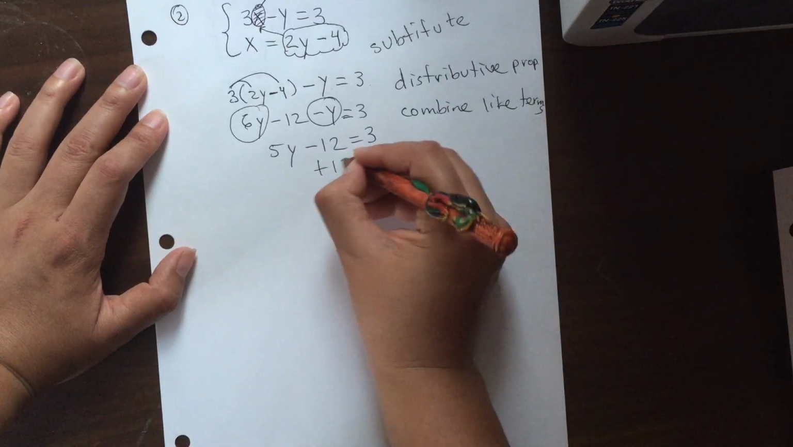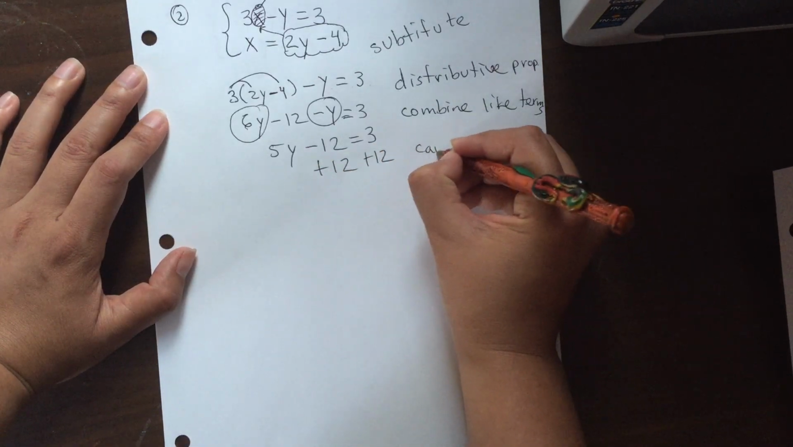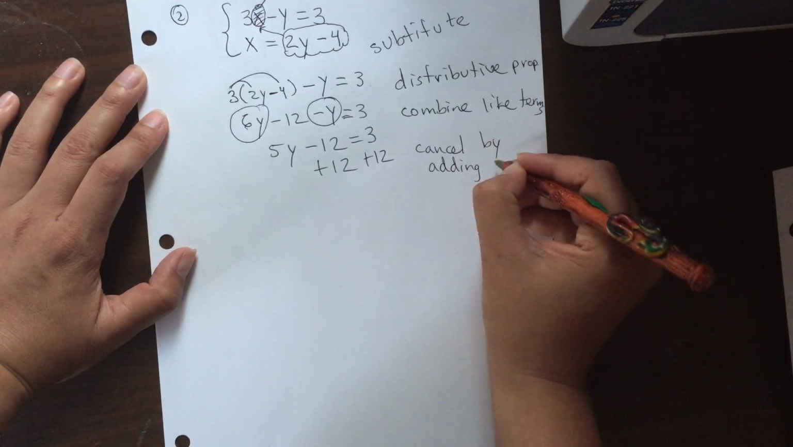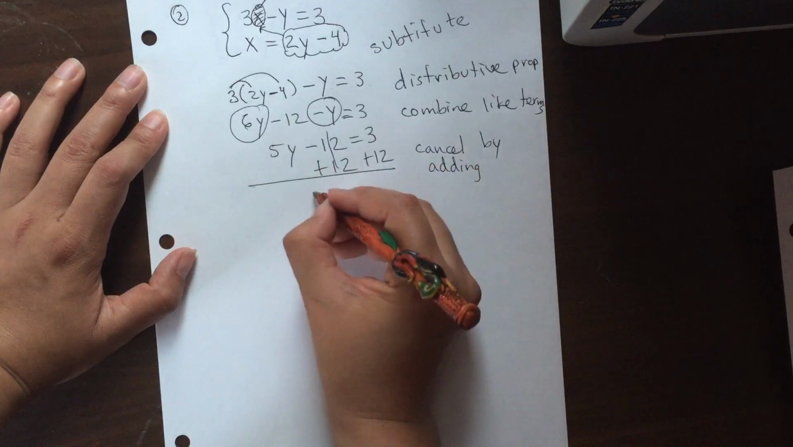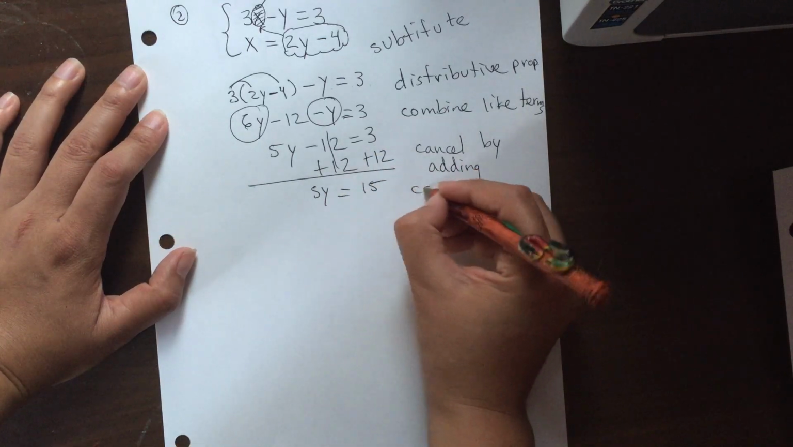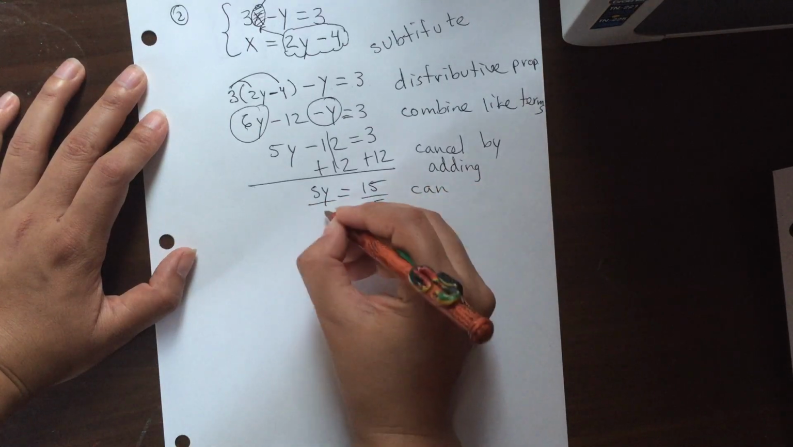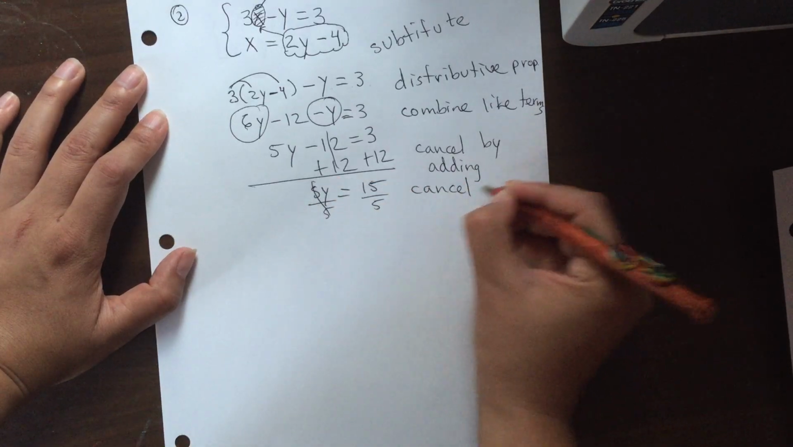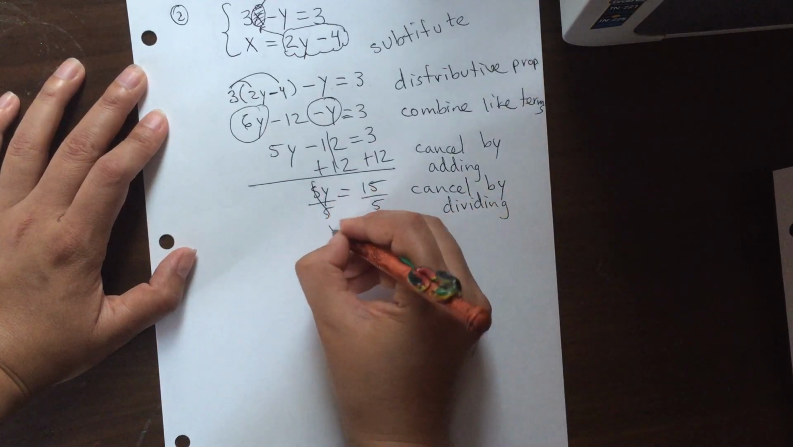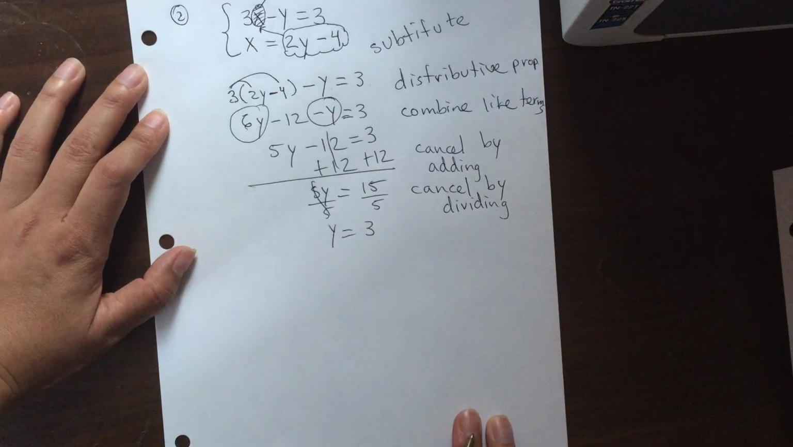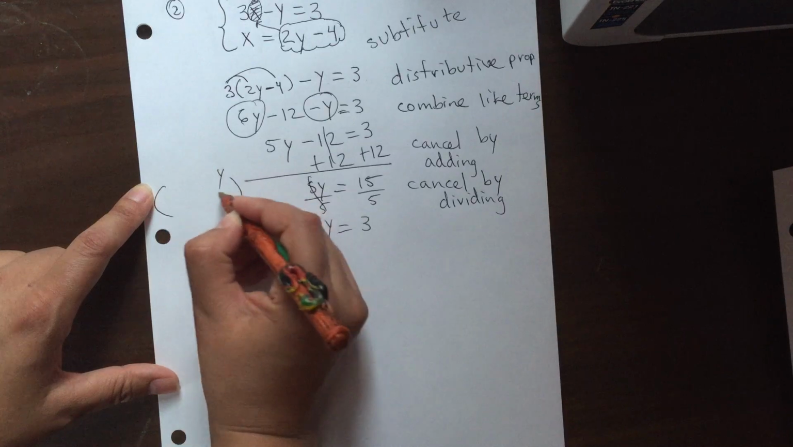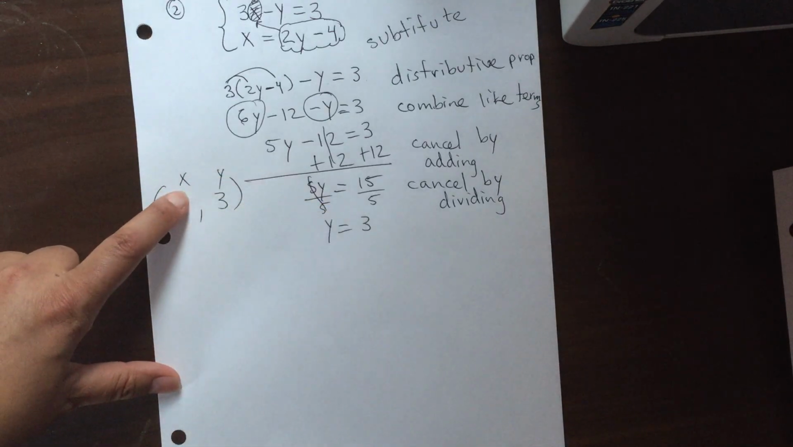Then we're going to cancel by adding 12. And so we have 5y equals 15. We cancel by dividing by 5. Cancel by dividing. And so y is equal to 3. We have y already. Now we need to find x.